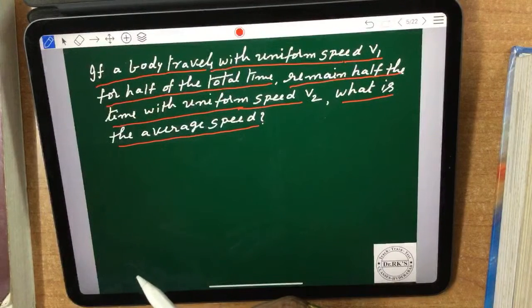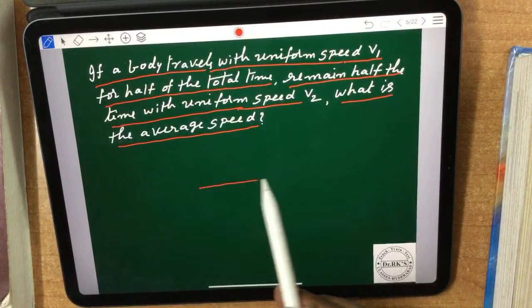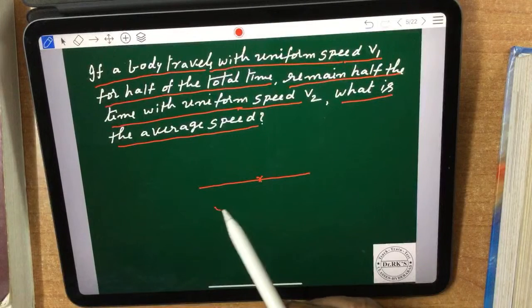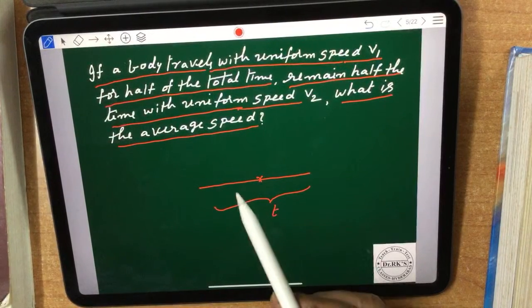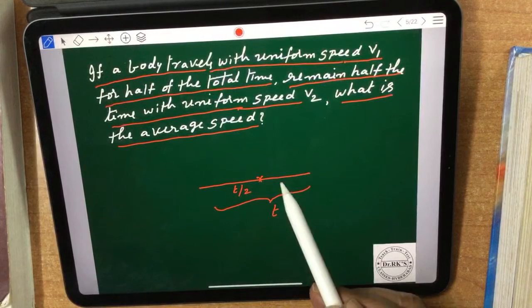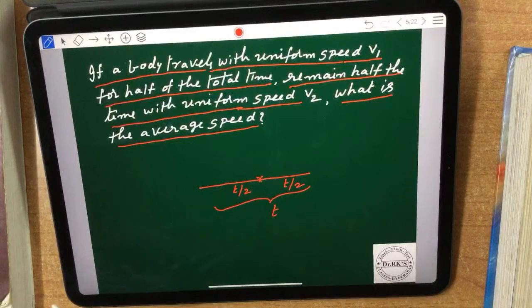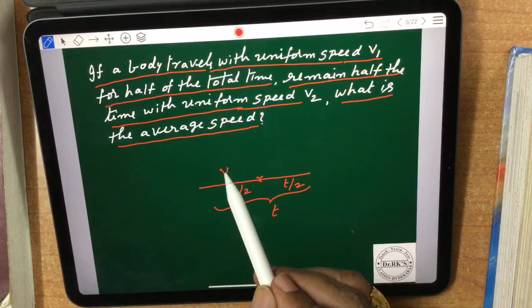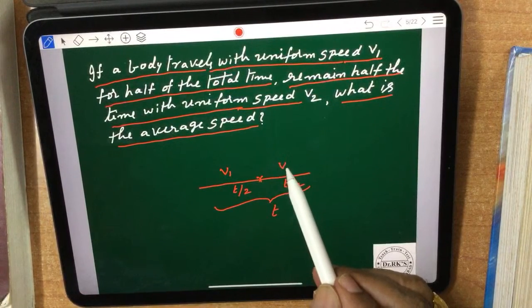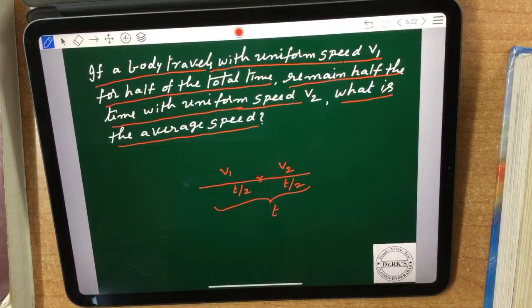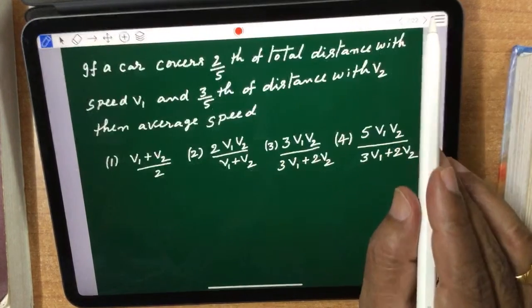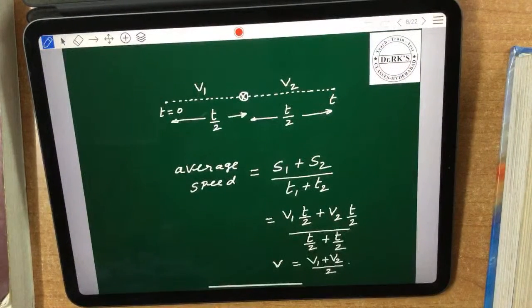Sometimes most of the students get confused between this problem and the previous problem. Here, if you divide the total time into two intervals, t by 2, t by 2, the first half of the time is v1, the second half of the time is v2. Okay, so see the difference between this question and the previous question. Half of the time. What is the average velocity for the total journey? Look at this, it's a very easy question.